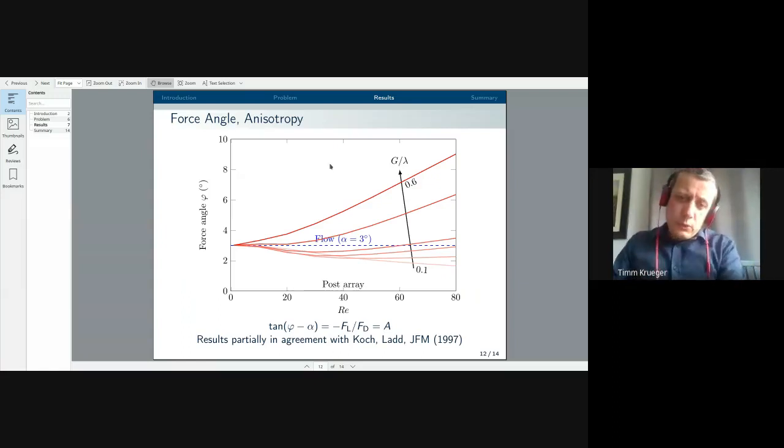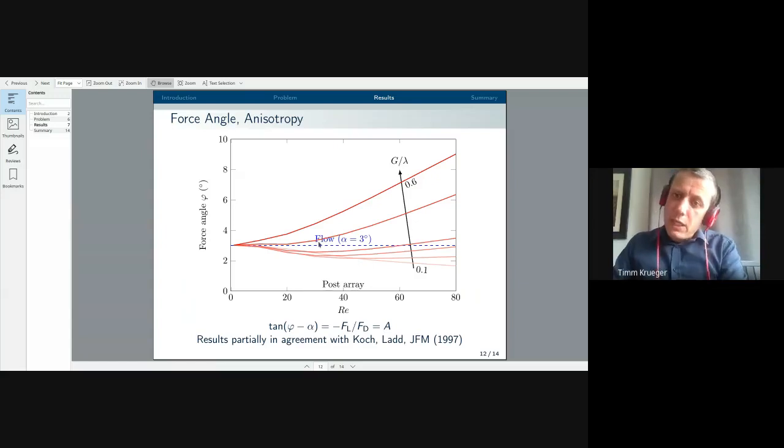To remind you, in the Stokes limit, which you have on the left here, where the Reynolds number is basically zero, we would expect no anisotropy, and the measured angle of the force vector acting on a post should be exactly parallel to the imposed velocity vector. The velocity vector is imposed at 3 degrees in all cases, and you can see that the resulting force vector is indeed at 3 degrees, which means that there's no anisotropy in the small Reynolds number regime.